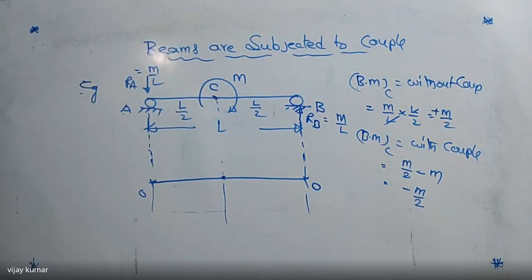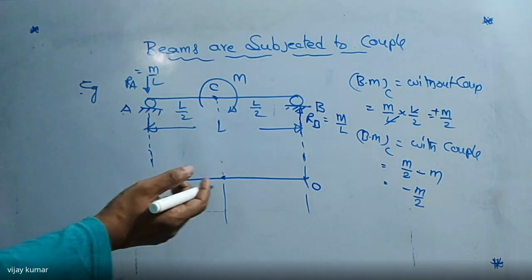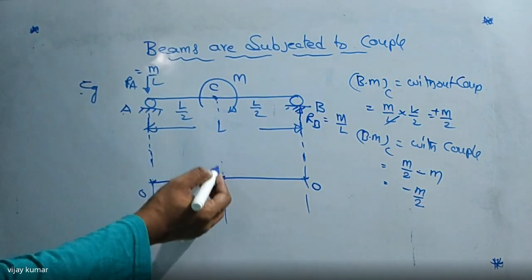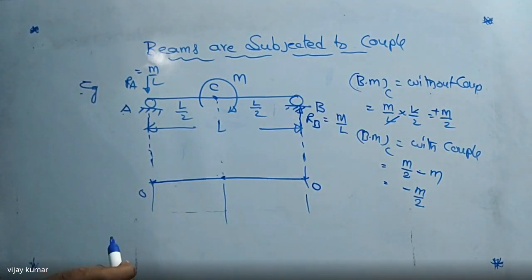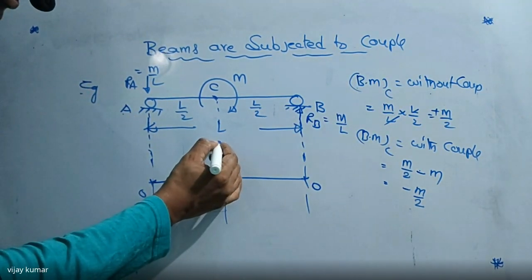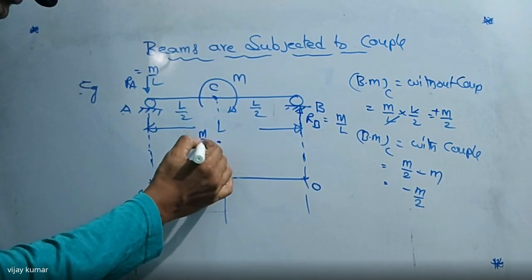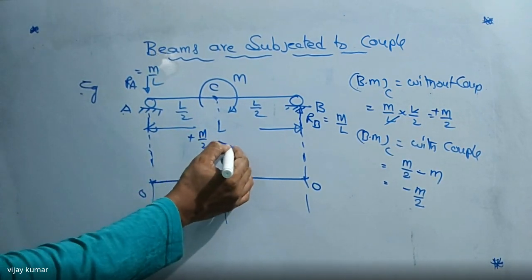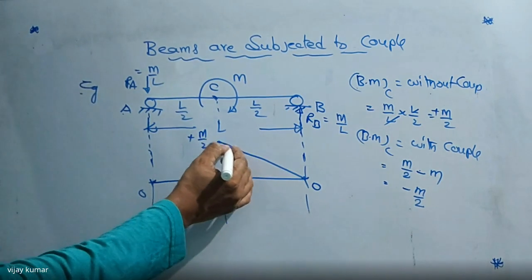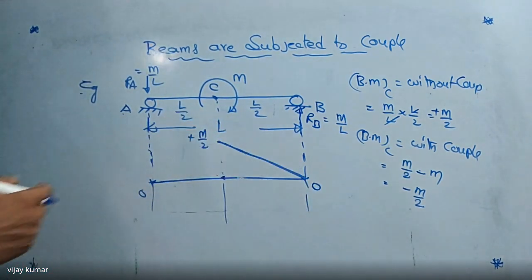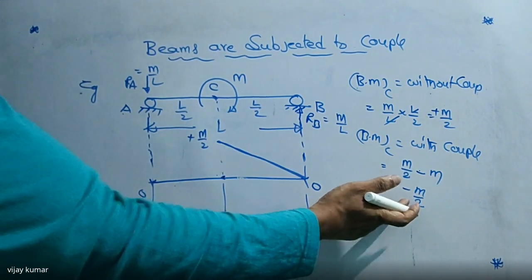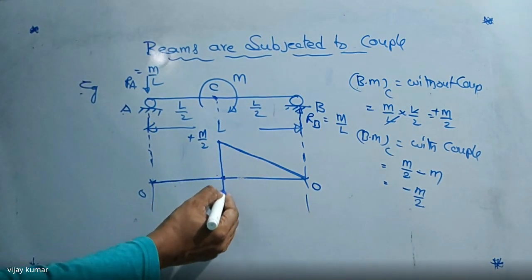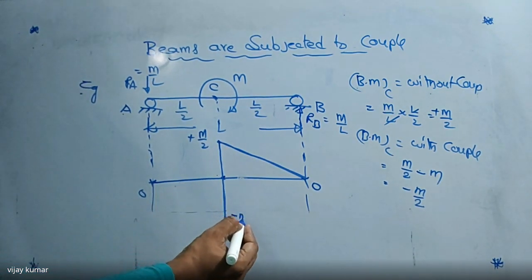Now I am going to draw the bending moment diagram. Here the bending moment is 0, 0. But about C, without couple, how much? Plus M by 2. So I indicate plus M by 2 up to this point. The bending moment is a triangle, a linear function. But this one is without couple. With the couple, how much do you get? Minus M by 2. So this is minus M by 2.